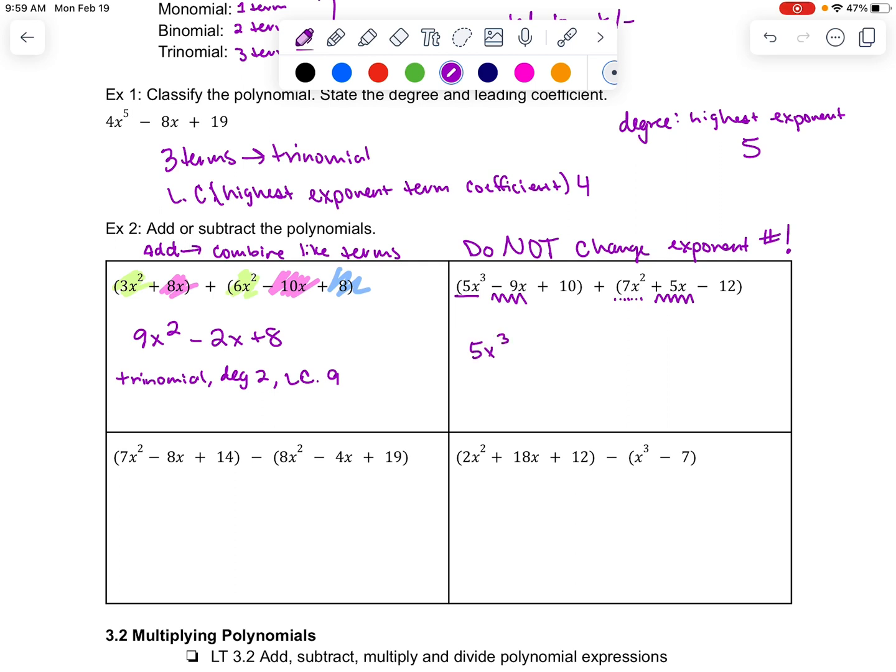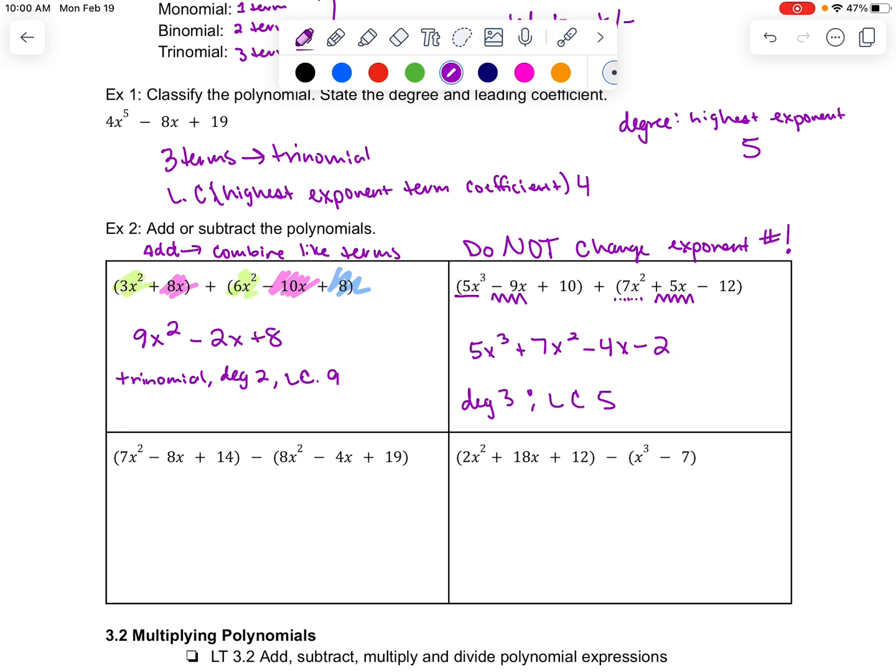My x squared. Now my zigzag. I have negative 9 plus 5, so I have negative 4x. And then combine the ones without. So I have 10 minus 12, so I have minus 2. I don't have a classification for this as far as the number of terms. Totally fine. This would be a degree 3 with a leading coefficient of 5.